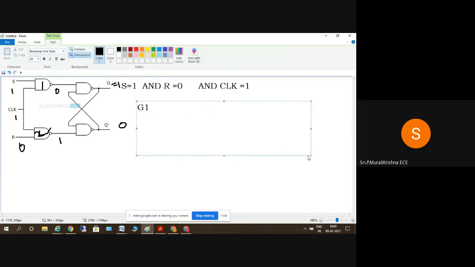So G1 is equal to 0, G2 is equal to 1, and G3 has one of its inputs as 0. So G3 is equal to 1, output is 1, and because G3 is 1, G4 is equal to 0 here. So this is Q of n plus 1 and this is Q bar of n plus 1. This is called the set state. When S is equal to 1 and R is equal to 0, it is a set state.